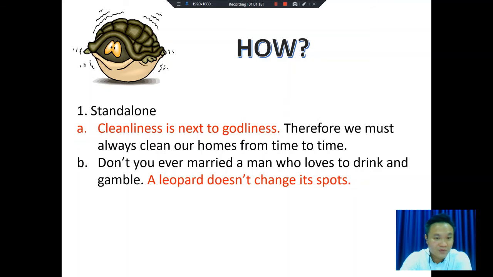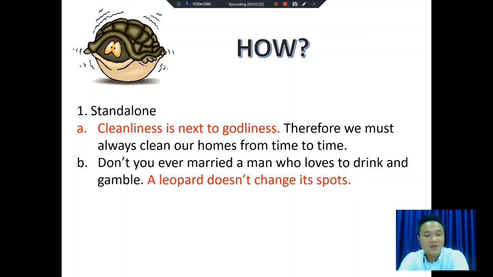So I give you example A. Let's look at example A. Cleanliness is next to godliness. Full stop. You don't need to write anything. It can stand alone, it can stand on itself. So how do you explain? Therefore, we must always clean our homes from time to time.